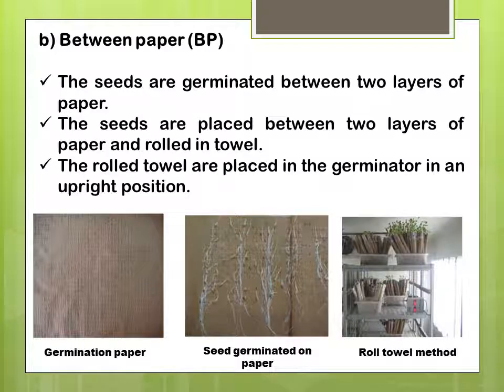Then between paper: you fold the paper, and the seeds are germinated between two layers of paper. Seeds are placed between the two layers of paper and rolled in a towel. Again, it will start germination. You can see the figure.